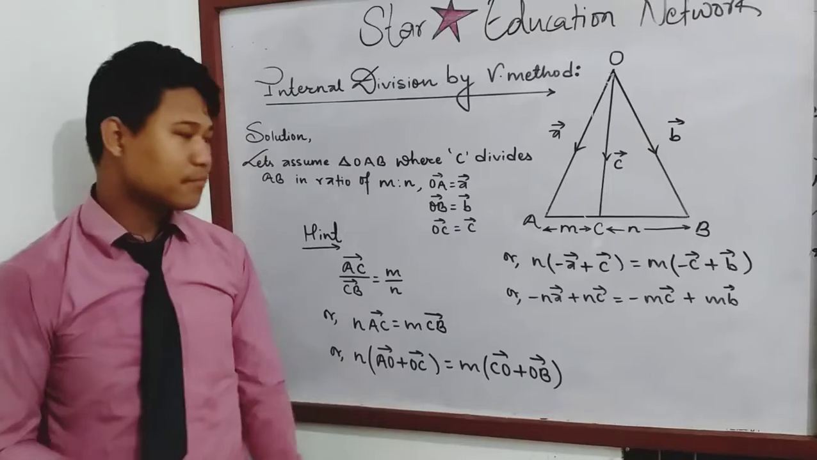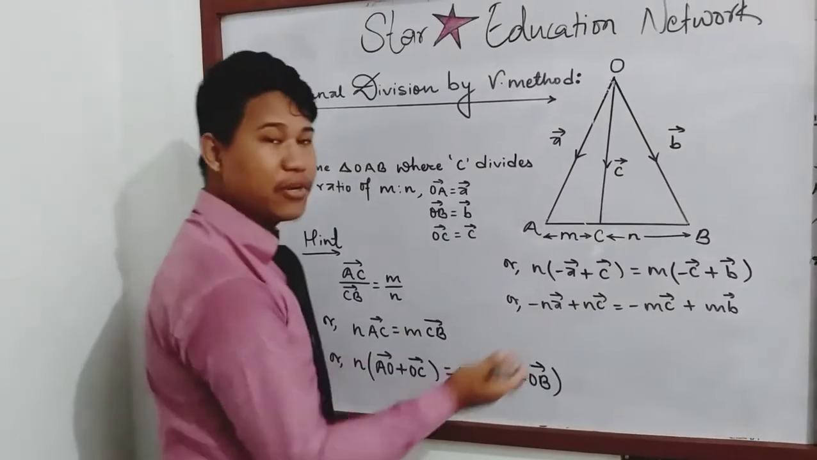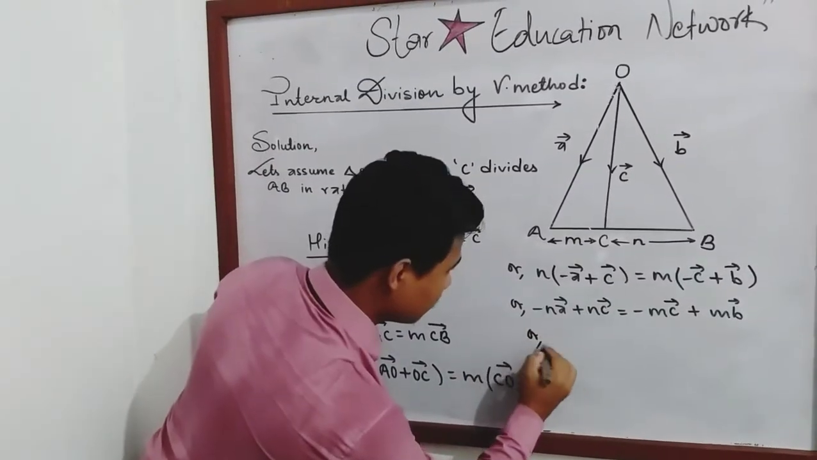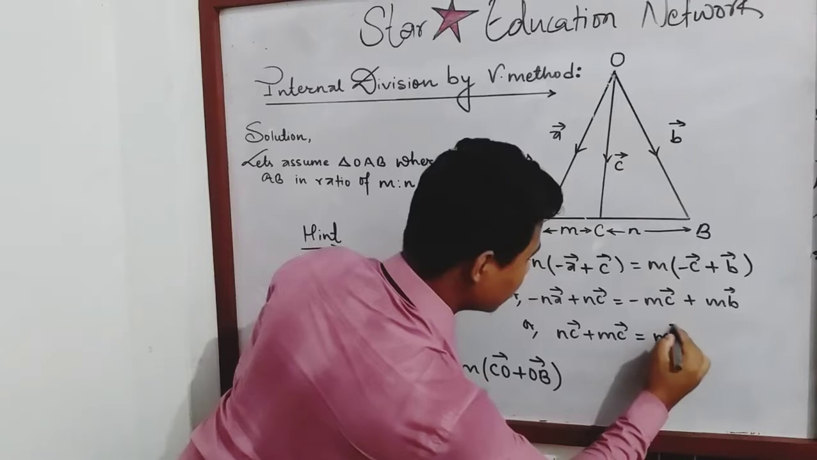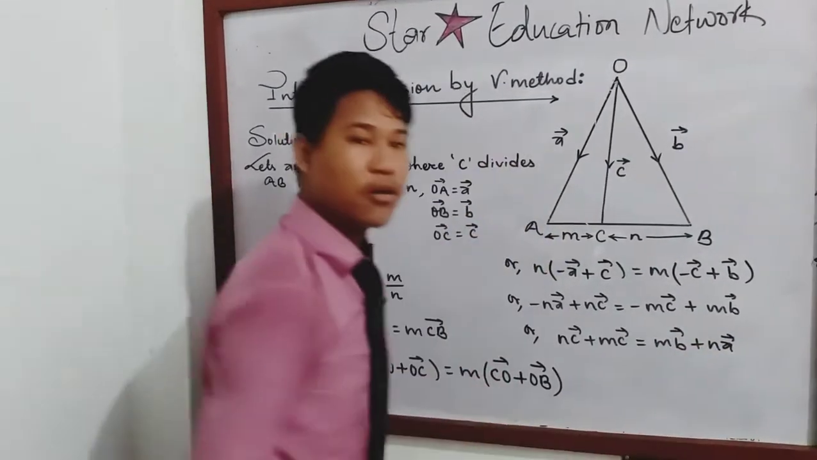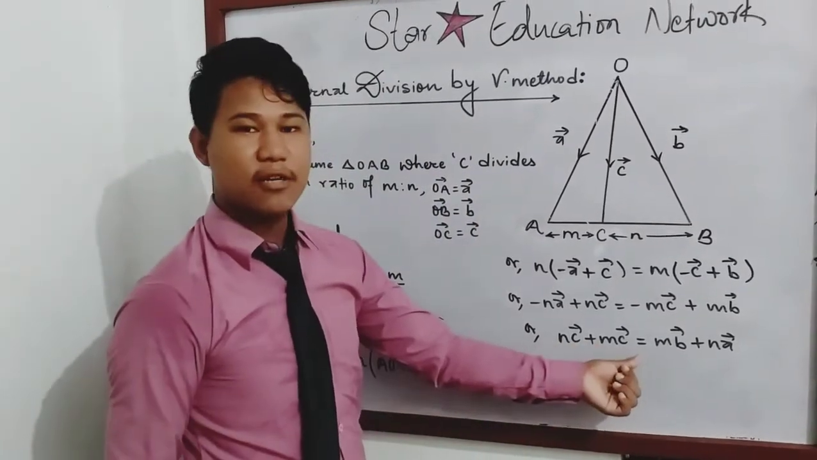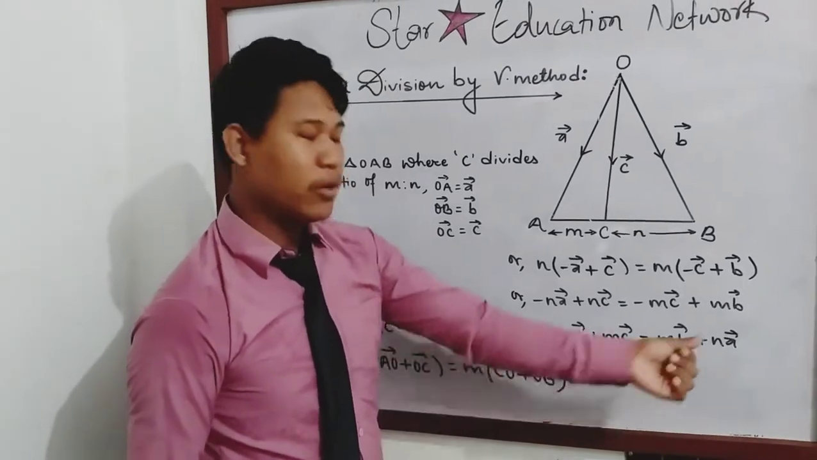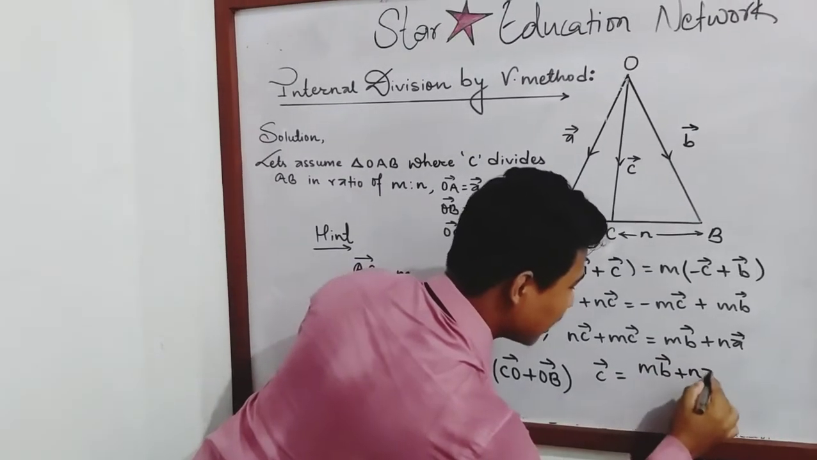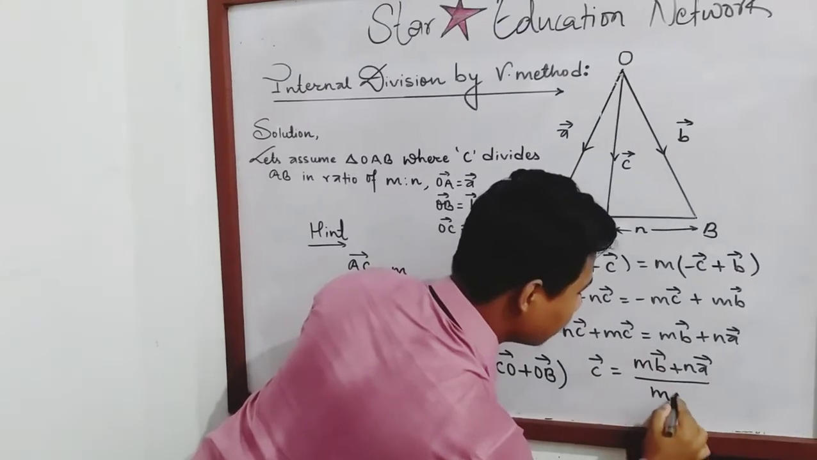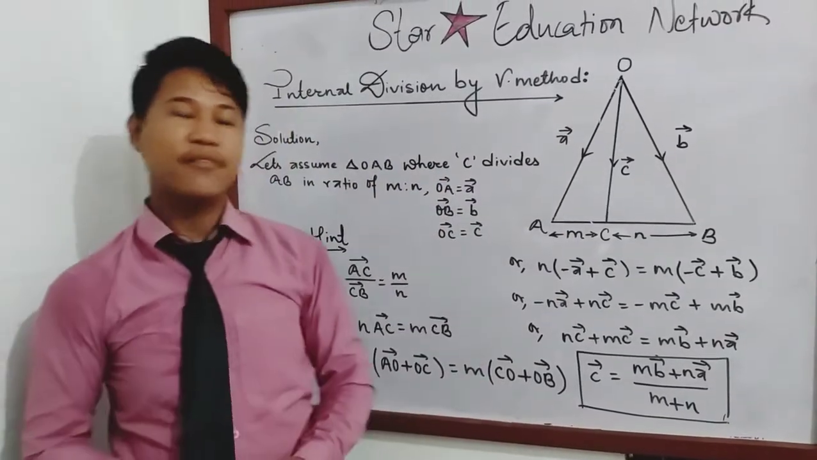Now we need to find the OC vector, c vector. So let us keep the c terms in one place and the remaining terms in the other place: n c vector plus m c vector equals m b vector plus n a vector. If we take the c vector as common, then m plus n goes to the other side, and the result will be c vector equals (m b vector plus n a vector) by (m plus n). This is the final section formula, or the internal division by the vector method.